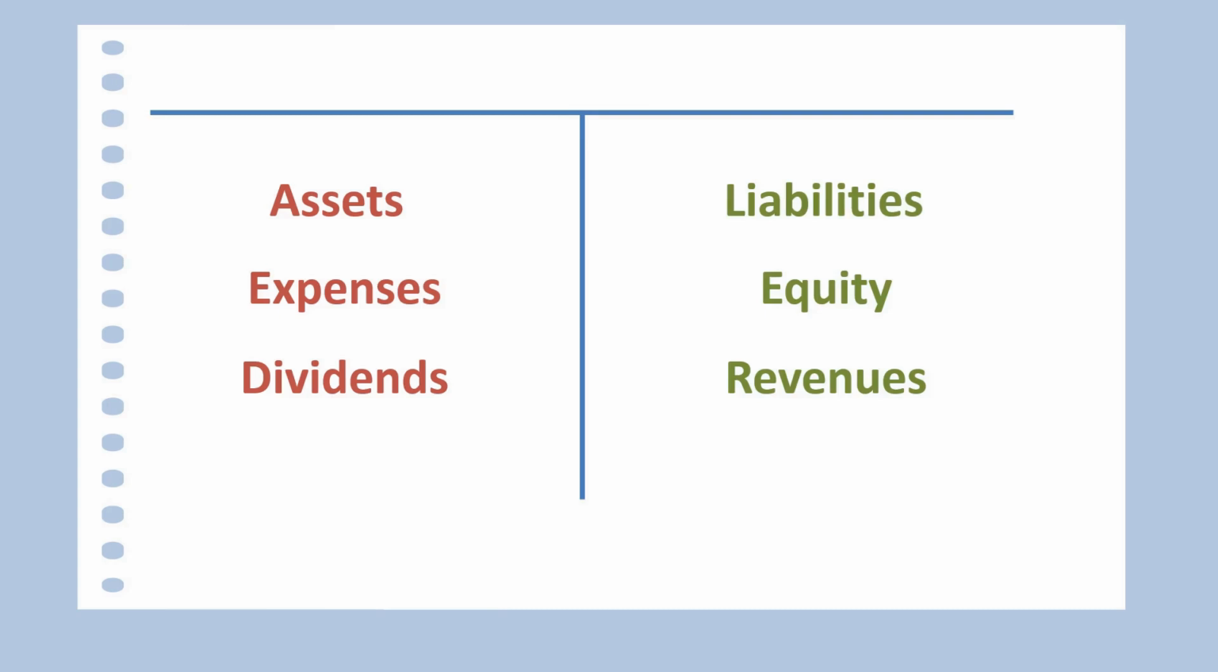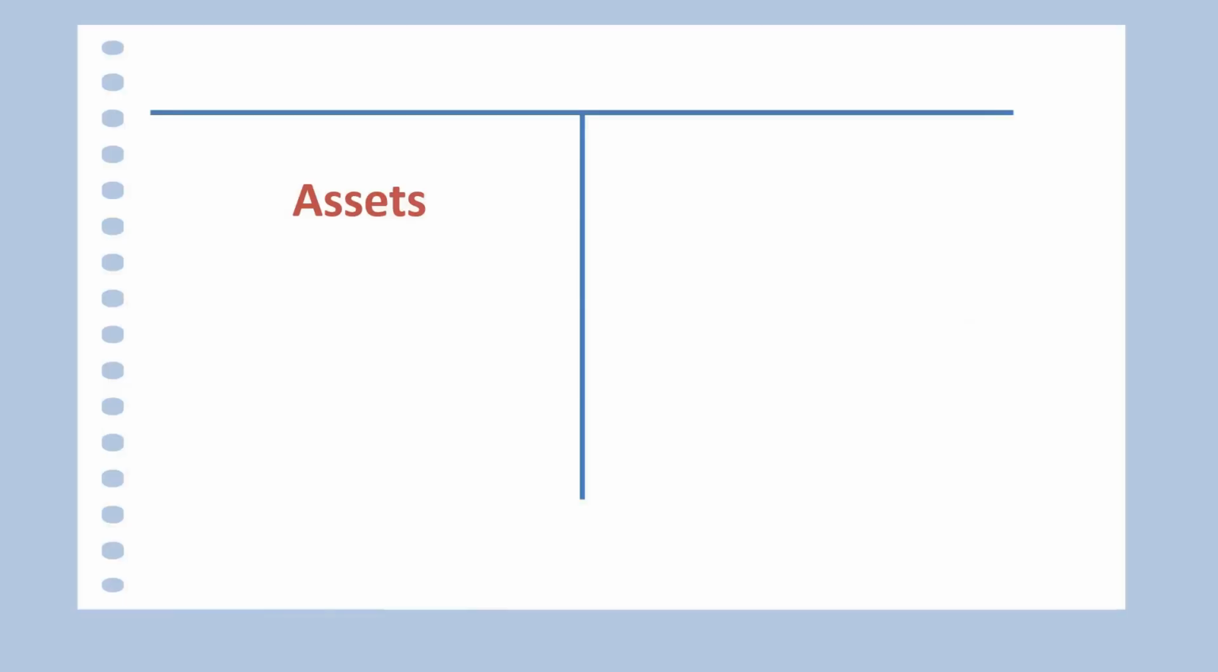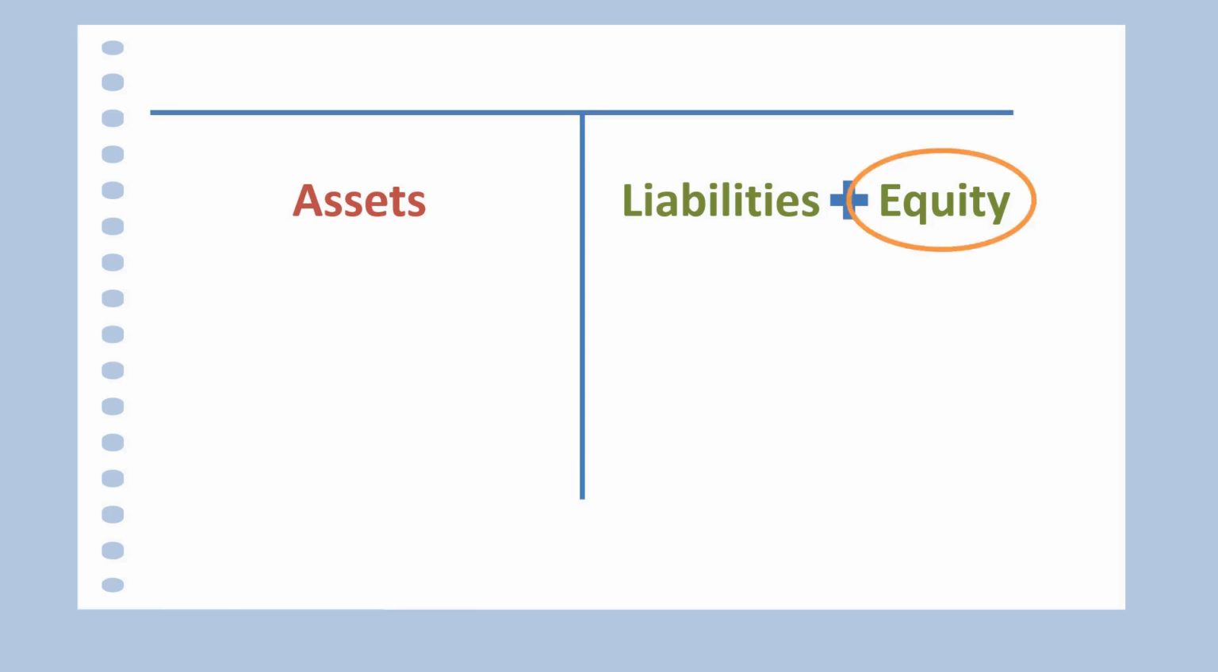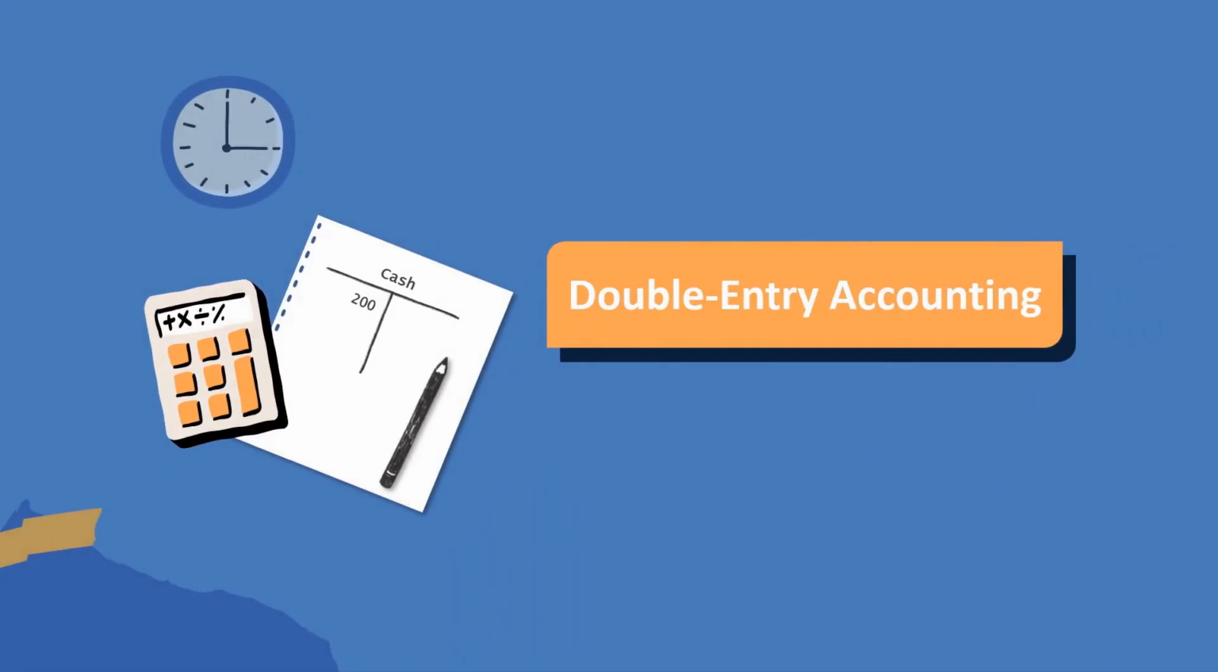And here's a handy memory trick for you. Think of the accounting equation. Assets are on the left side, so they increase with debits. Liabilities and equity are on the right side, so they increase with credits. As for the rules for revenues, expenses, and dividends, they depend on their relationship with equity. Revenues increase equity, so they move in the same direction. Expenses and dividends decrease equity, so they go the opposite way. Armed with the understanding of debits and credits, let's now delve into how accountants truly record a transaction.